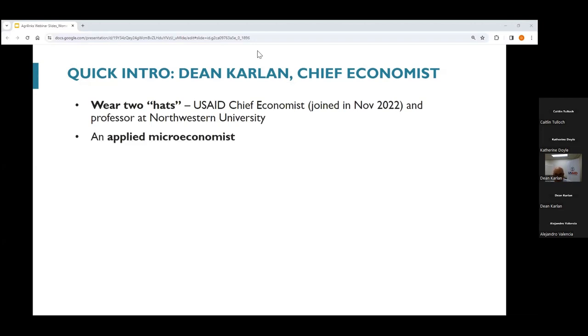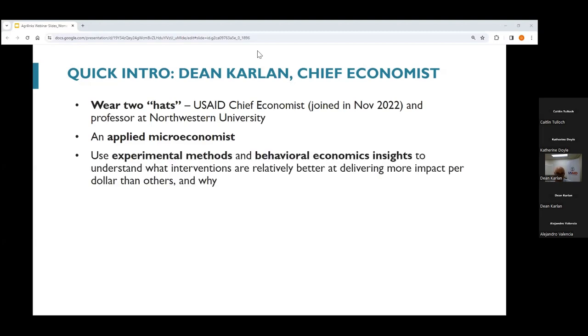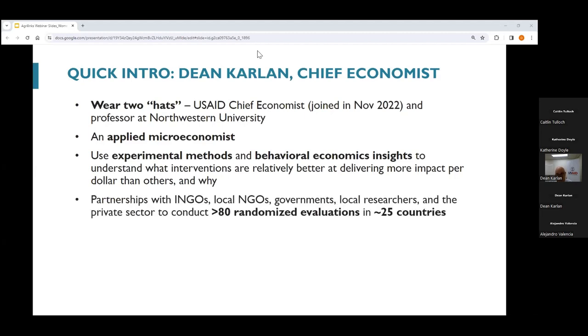I'm an applied microeconomist, and I focused my career on using experimental methods and behavioral economics insights to understand what interventions are relatively better at delivering more impact per dollar than others and why. My research, which has spanned more than 80 randomized evaluations in about 25 countries, has always been centered on partnerships with international and local NGOs, government, local researchers, and the private sector. Those 80 are just a small proportion of the overall set of randomized evaluations that the development economics community has produced in the past 20 years that can and should be used to inform key donor and policymaker decisions. Supporting the use of this evidence is one of the big motivations of my joining USAID and a big focus of the Office of the Chief Economist, as you'll hear.